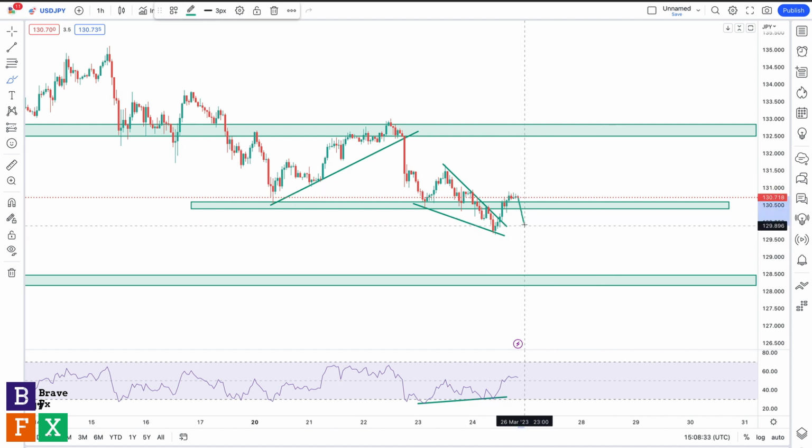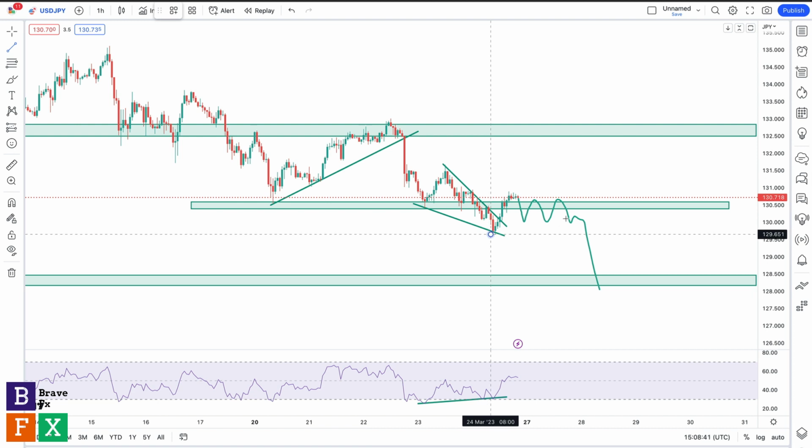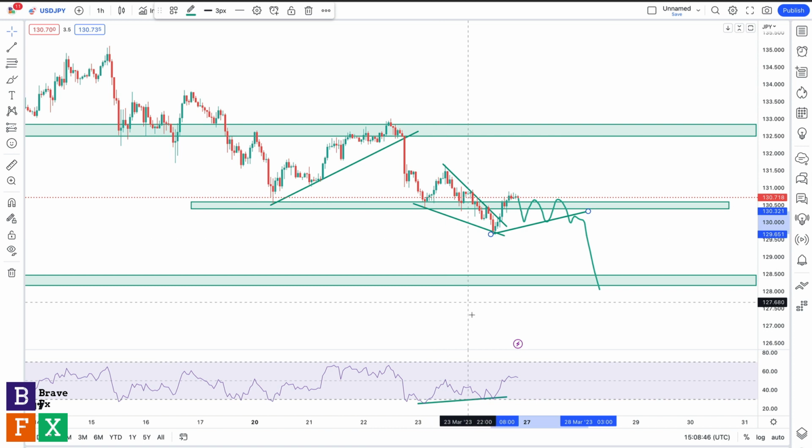So we might get a reversal to the downside, a good consolidation, and then a bearish breakout. So this will be my scenario to go short. So I'm going to take these lows, and this consolidation will invalidate the bullish divergence we have over here if something like this were to play out with a bearish breakout. So this will be my scenario to go short on USD-JPY.